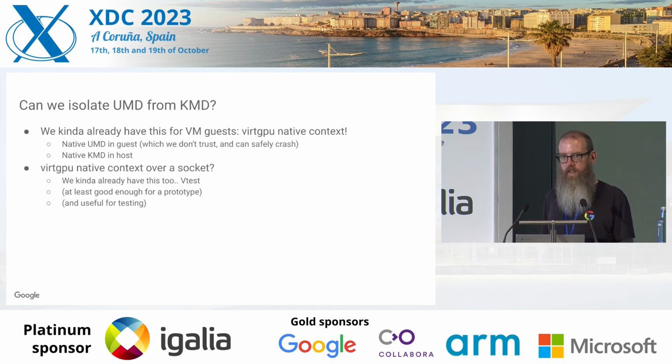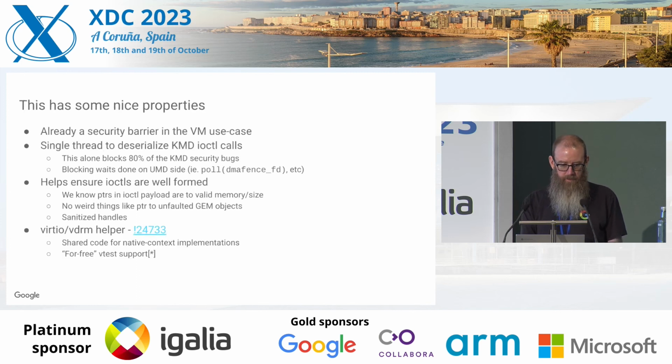So what if we did that in a different context? What if we serialized over a socket instead? And this is actually something that Virtual Render already has called vtest, which is at least useful for a prototype. And it's also conveniently useful for debugging and testing of native contexts. So it's kind of a useful thing to have regardless. So this has some nice properties. I mean, we're already considering it a security barrier in the VM use case.